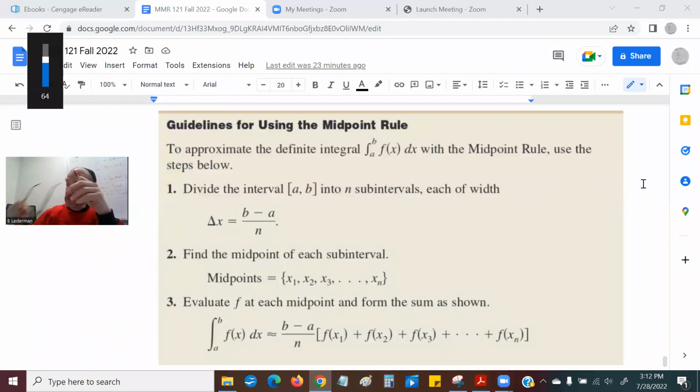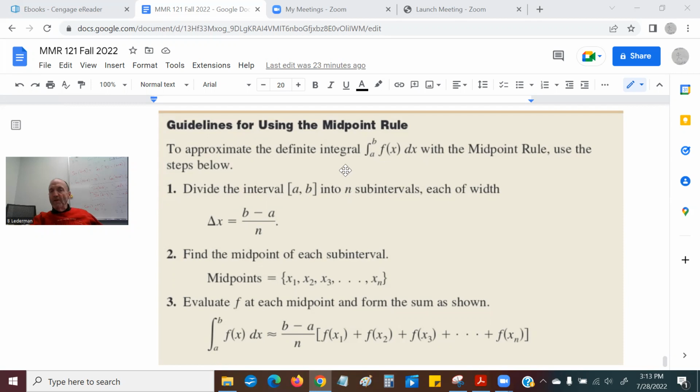Hello, my friends. In the last video, we started looking at the midpoint rule, using the midpoints of intervals. So I want to give step-by-step guidelines to approximate the definite integral from a to b of f of x dx. That means the area under the curve y equals f of x between a and b, and by under the curve, I mean down to the x-axis. We want to use the midpoint rule, as I did in the previous video, and we want to use the steps below.